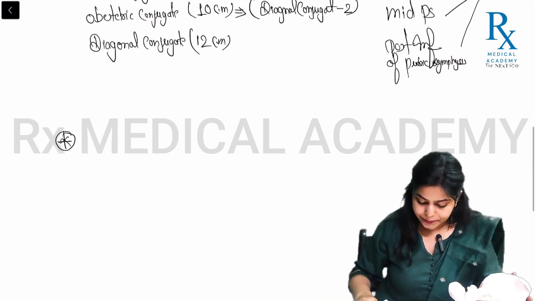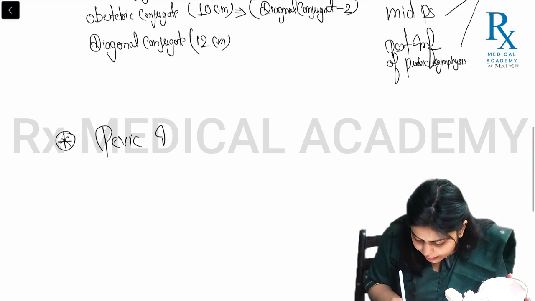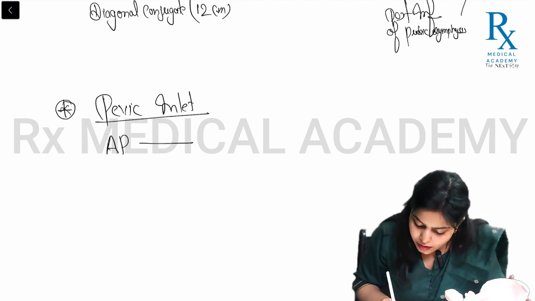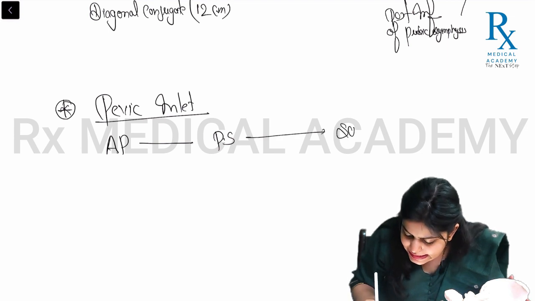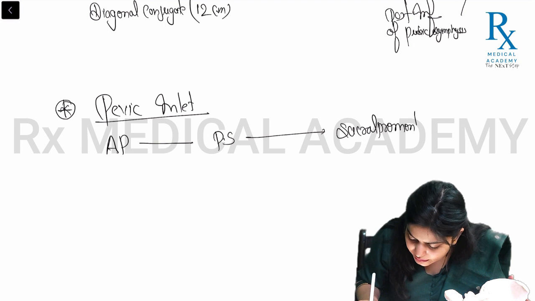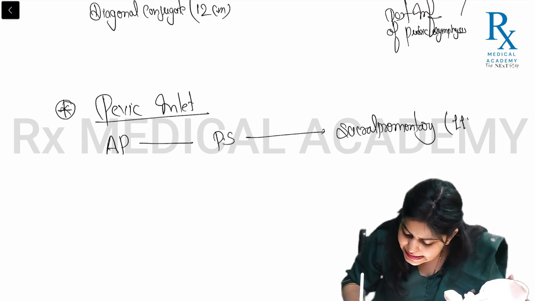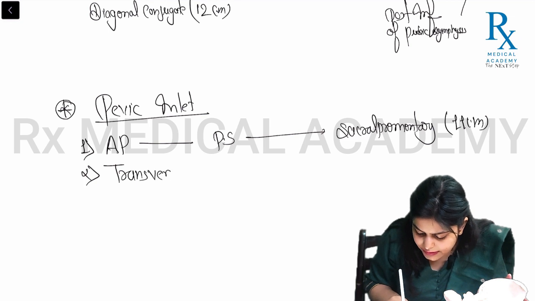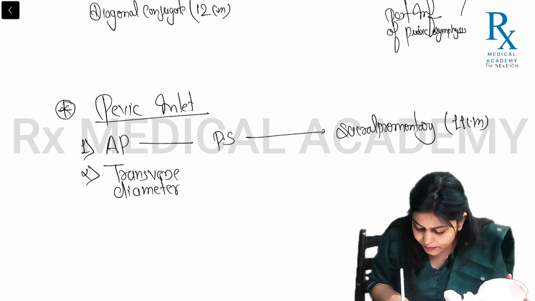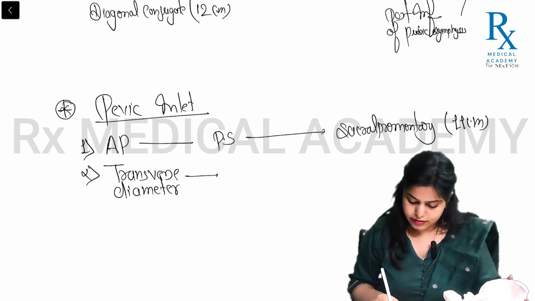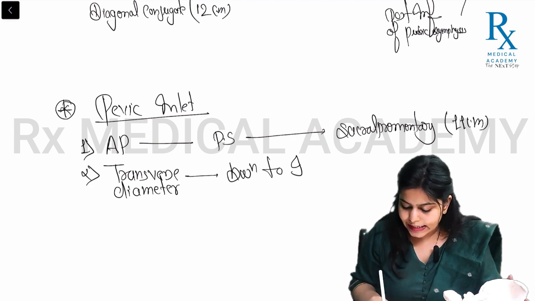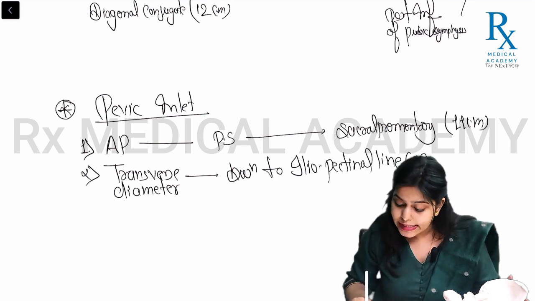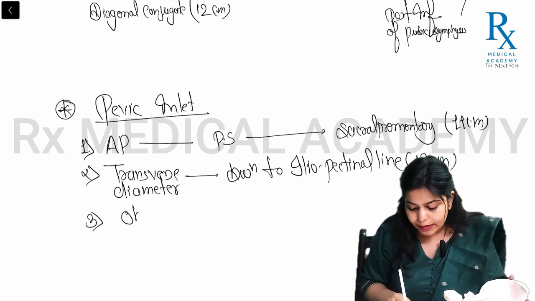Okay, so let's start writing. For the pelvic inlet, we have anterior posterior diameter, which is between pubic symphysis to sacral promontory, which is around 11 centimeter. Then we'll talk about transverse diameter, which is between the furthest points of the two iliopectineal lines, which is around 12 centimeter.